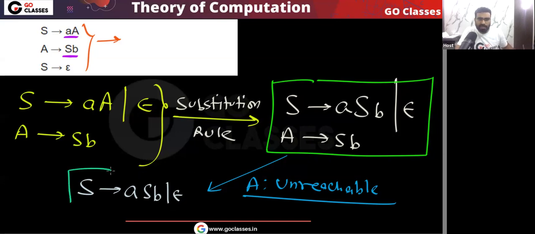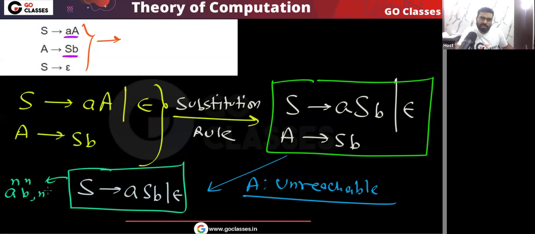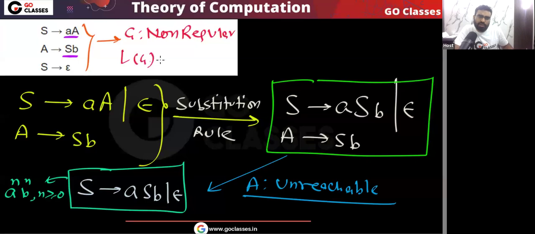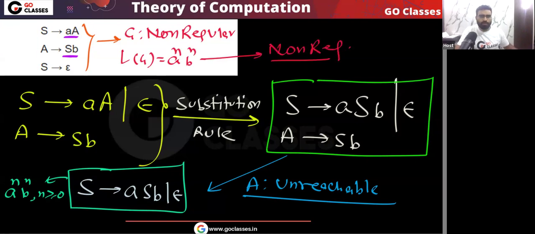What will be the language generated by this grammar? This is the standard grammar for A power n, B power n, where n is greater than or equal to 0. So remember here, the grammar is non-regular, and the language is also non-regular. Yes or no? The language is also non-regular. Understood? Please tell me. Yes or no? Is this point clear? Very simple.